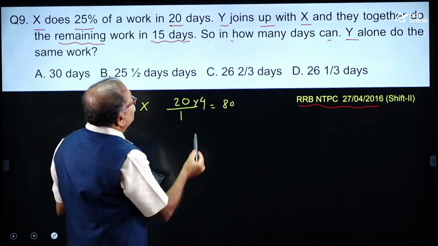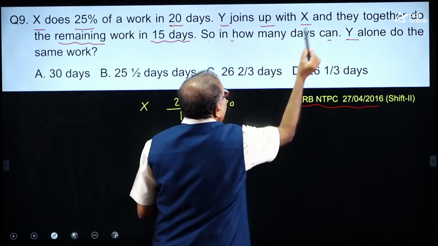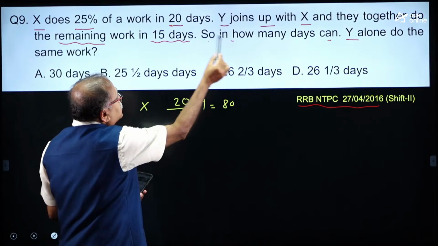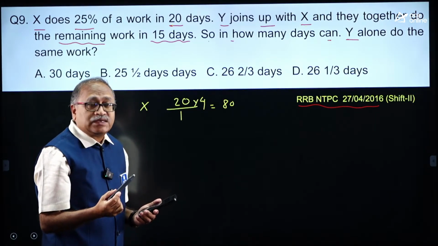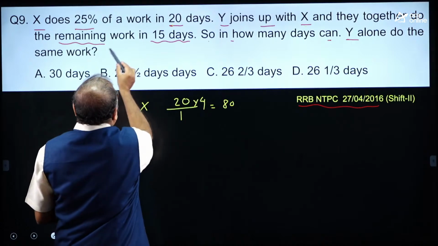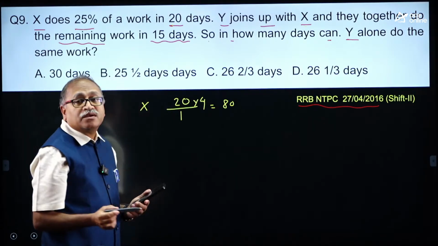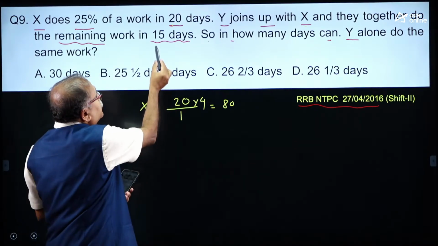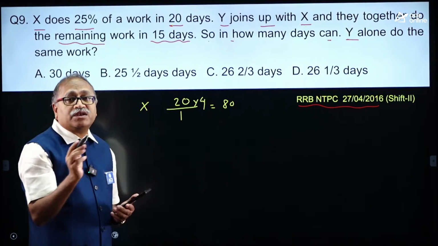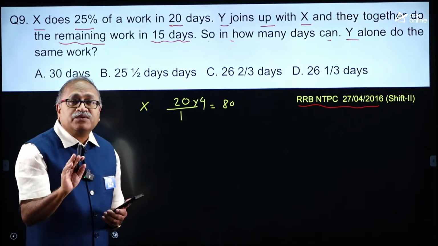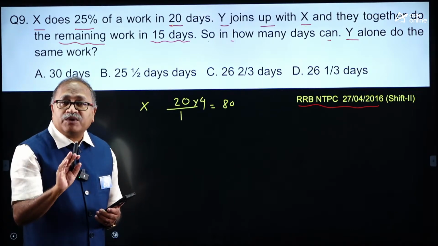Now, Y joins X after 20 days, and the remaining work is completed in how many days? 15 days. What is the remaining work when 25% of the work is completed? 75% of the work is left, that is 3 by 4.